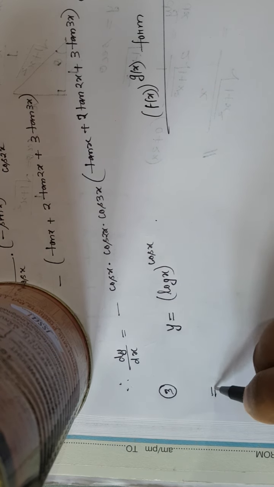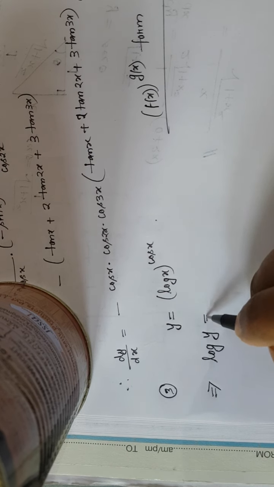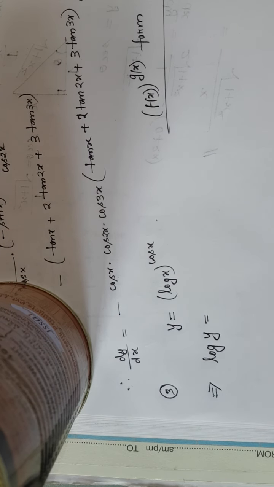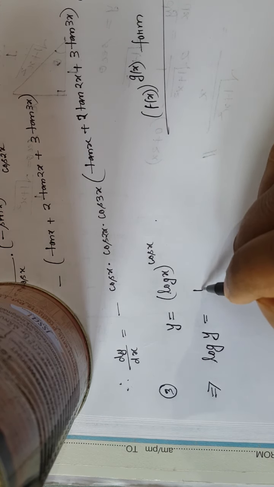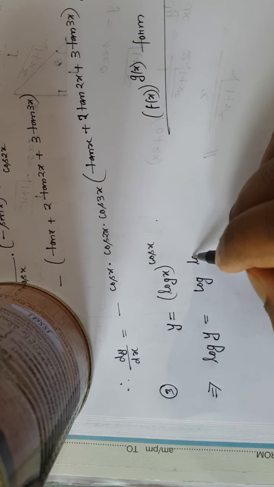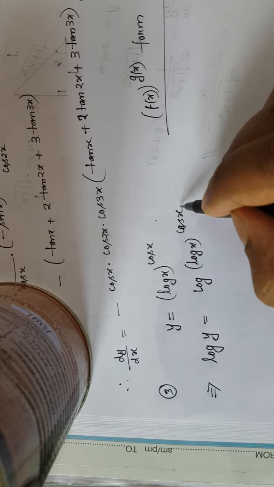If you take log on both sides, this is log of y. Here the base is e. This is called natural logarithm. When the base is equal to e, we call it natural logarithm. When the base is equal to 10, it is called common logarithm. Now take log on both sides, log of y is log of x to the power cos x.